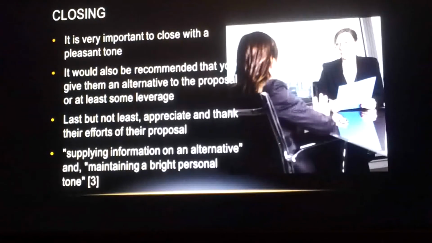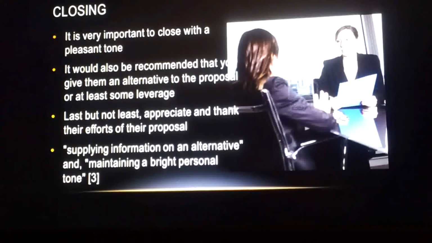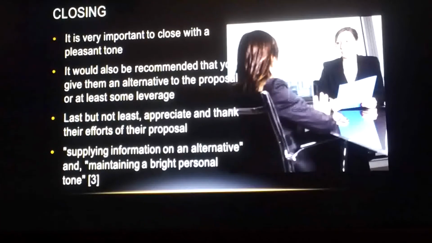Last but not least, appreciate and thank their efforts for their proposal. Everyone likes to get appreciated. Supplying information on an alternative and maintaining a bright personal tone.